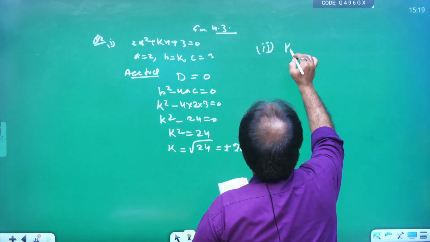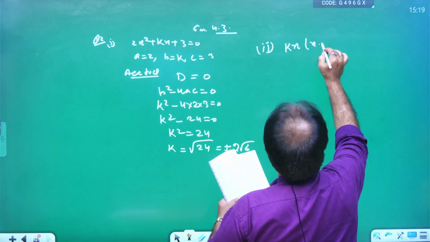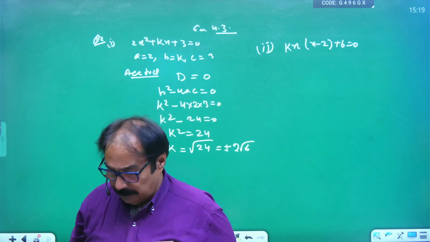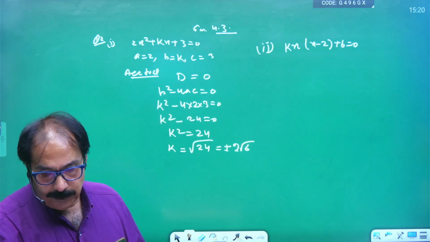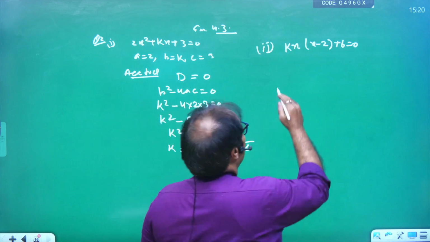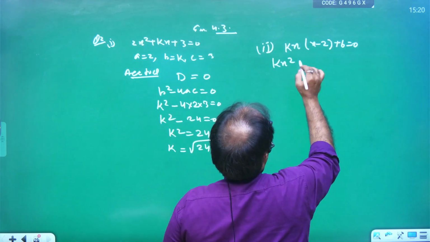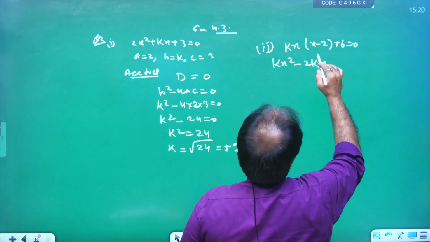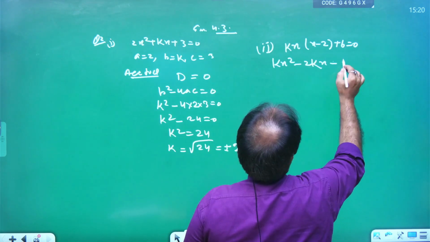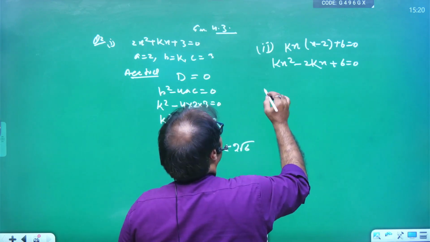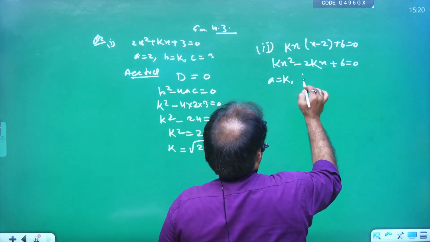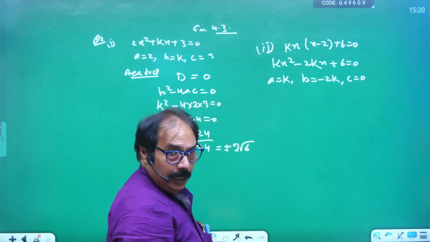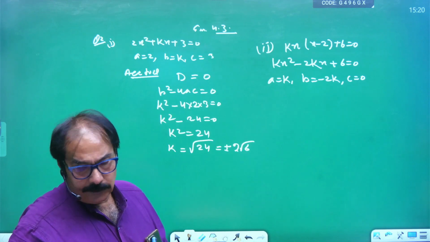The question is kx into x minus 2 plus 6 is equal to 0. In this case, the equation is not in the form of a quadratic, so make it quadratic first by opening it. This will be kx square minus 2kx plus 6 is equal to 0. So here the value of a is k, b is minus 2k, and c is 6.